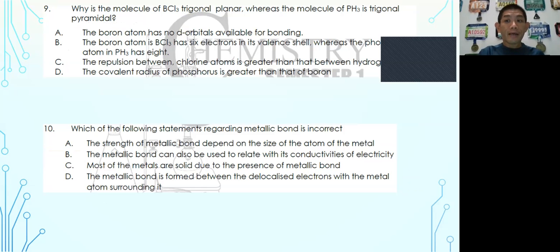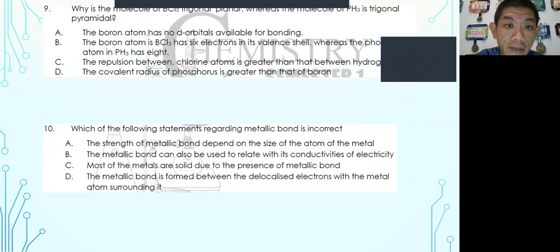Okay, then we go to number 9. Why is it that the molecule of BCl3 is trigonal planar, whereas the molecule of PH3 is trigonal pyramidal? So in here, you can see from the structure what BCl3 looks like. So this is BCl3. So I'm going to draw it out. Okay, well, this is PH3.